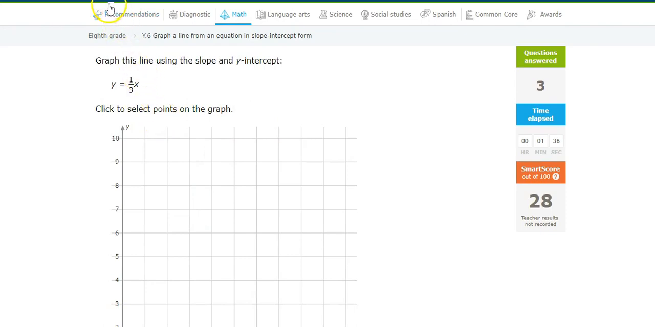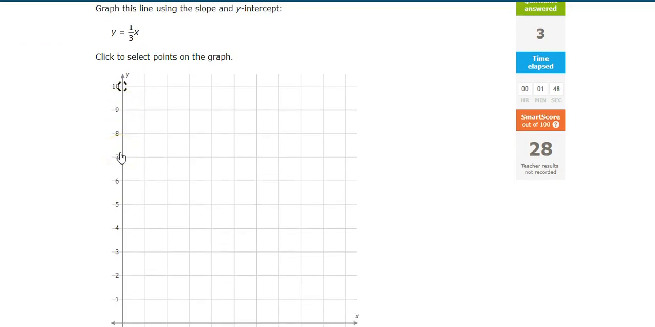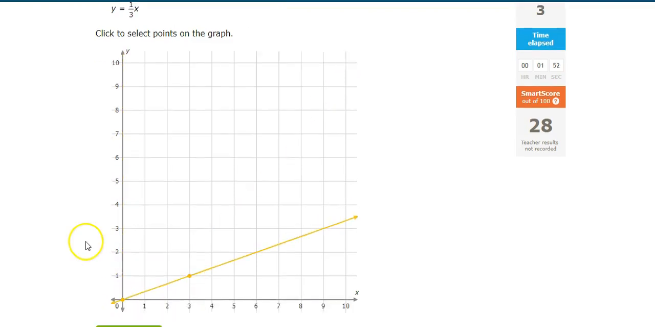Ooh, this is an interesting one, because it's y equals m, there's the m, x plus b. What's the b? 0. He wants to be at 0, and then he wants to go up 1 and over 3. Start at 0, up 1, over 3.